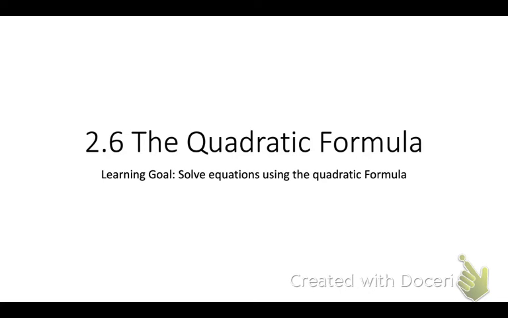So 2.6, the quadratic formula. We have factored, we have solved equations by factoring, correct? Now, when you get a quadratic equation, the first thing you want to do is factor. If you can't factor, you can complete the square like we've done. Yes? So that's another method you have.